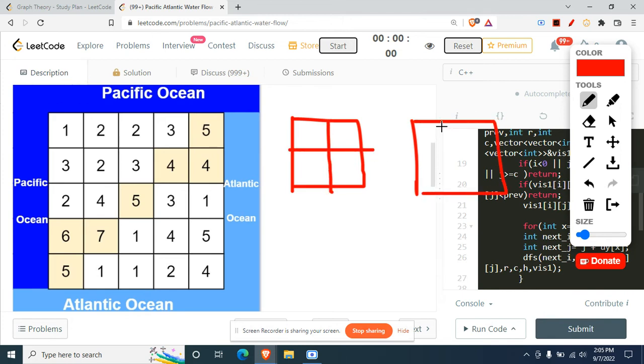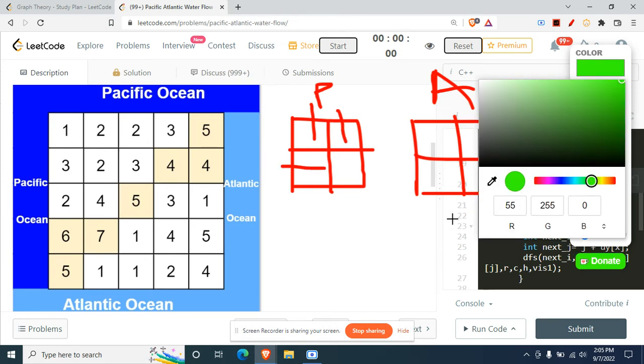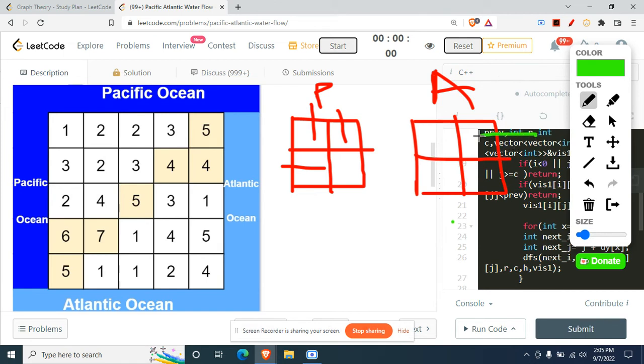So what we can do is create two vectors. And what are these vectors saying? This vector will store all the Pacific water and this will store all the Atlantic. Okay. So if we start from the Pacific, these cells will be filled only. And if we start from the Atlantic part, which cells will be filled? From the right, everything will be filled. Okay. So what is common between both of them? This region is common, right? This region is common, and that is what we will return.